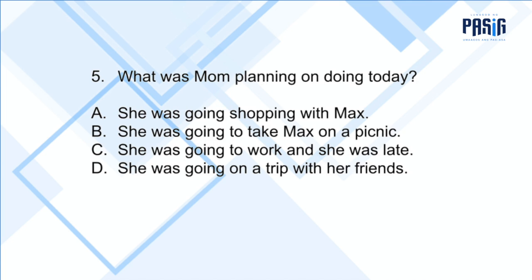Number 5. What was Mom planning on doing today? Letter A. She was going shopping with Max. Letter B. She was going to take Max on a picnic. Letter C. She was going to work and she was late. Letter D. She was going on a trip with her friends.